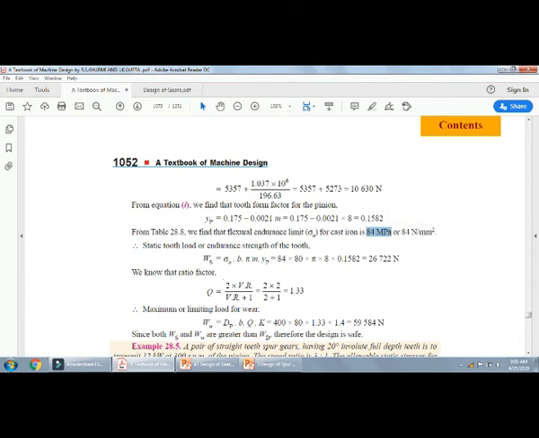Now, static tooth load or endurance strength, sigma E taking as 84, so we may calculate Ws. So Ws will be 26,722. Then the ratio factor Q will be equal to 2 into VR by VR plus 1. We have already covered it in our design procedure. Then the maximum or limiting load for wear will be equal to dP into B into Q into K.